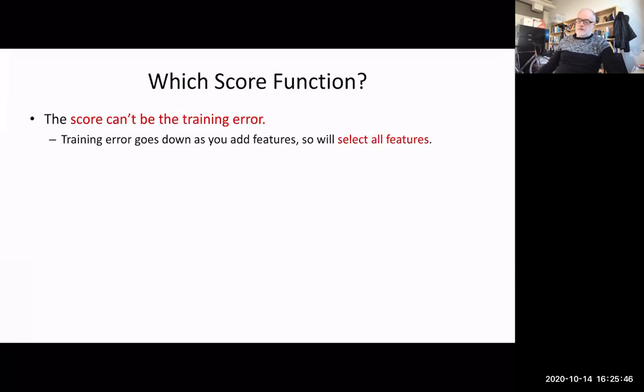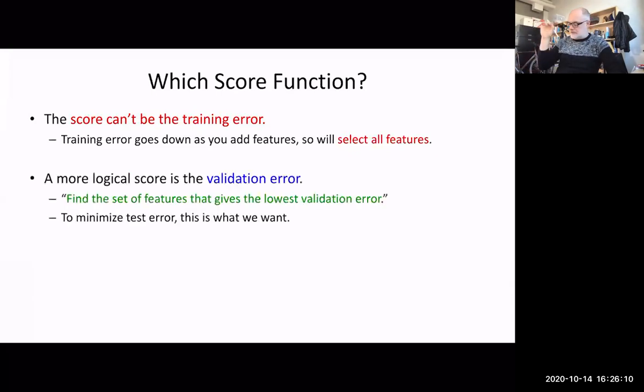So what's the score function that we use? Well, the score function can't be the training error. The training error goes down as you add features, just like in the polynomial regression case. It's a little bit less obvious that that's the case, but if you think about it for a second, it's sort of clear that that's what's going to happen. If you just look at the training error, it's going to select all the features and put little teeny tiny weights on all of them, just to fit all of the error.